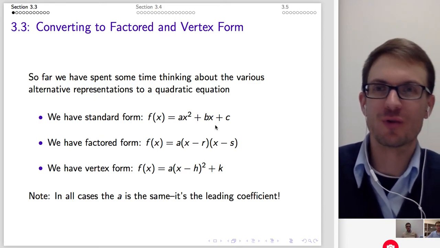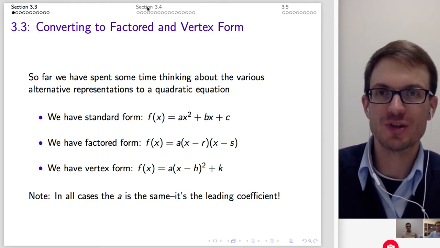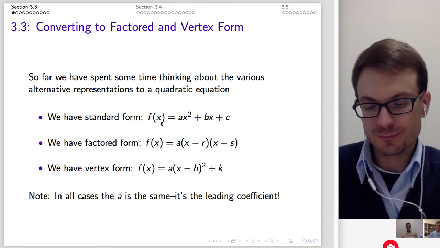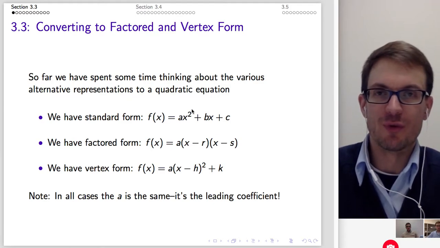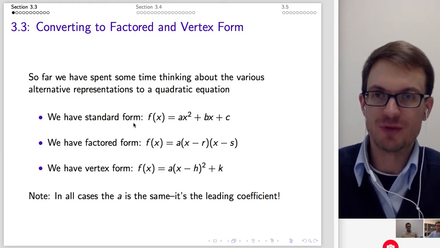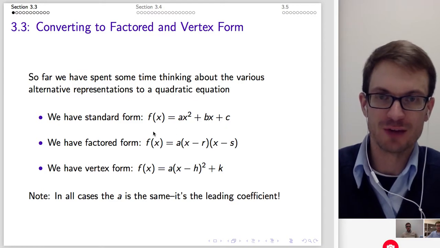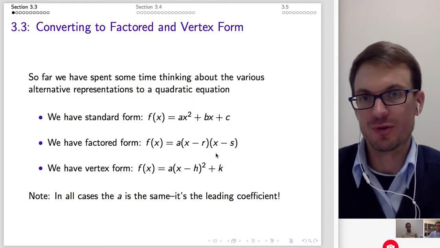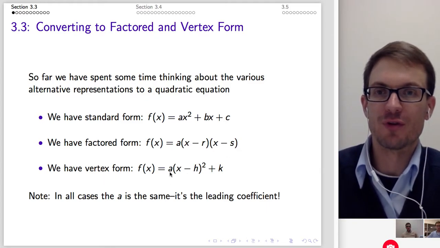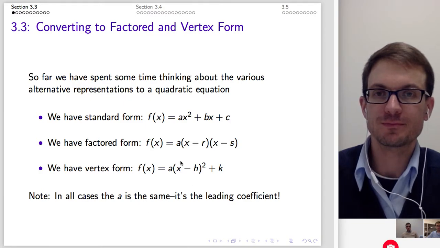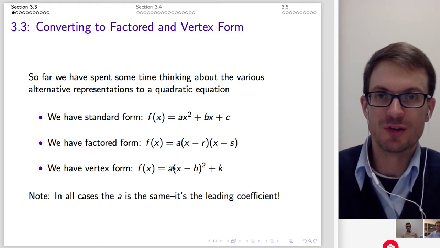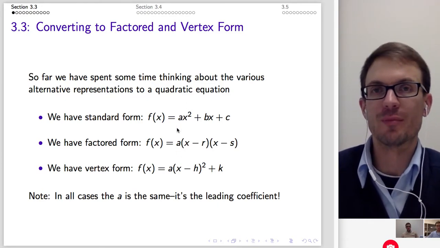Today we're talking about quadratic equations in section 3.3, section 3.4, section 3.5. Previously we introduced a lot of different ways we could represent a quadratic equation. We have standard form, just some ax squared plus bx plus c. We also have factored form, so a times the quantity x minus r times the quantity x minus s. And we have vertex form, a times the quantity x minus h squared plus k. Note in all cases, this a is the same. Whatever is our leading coefficient, it's going to be carried through whether it's 1 or some other number.